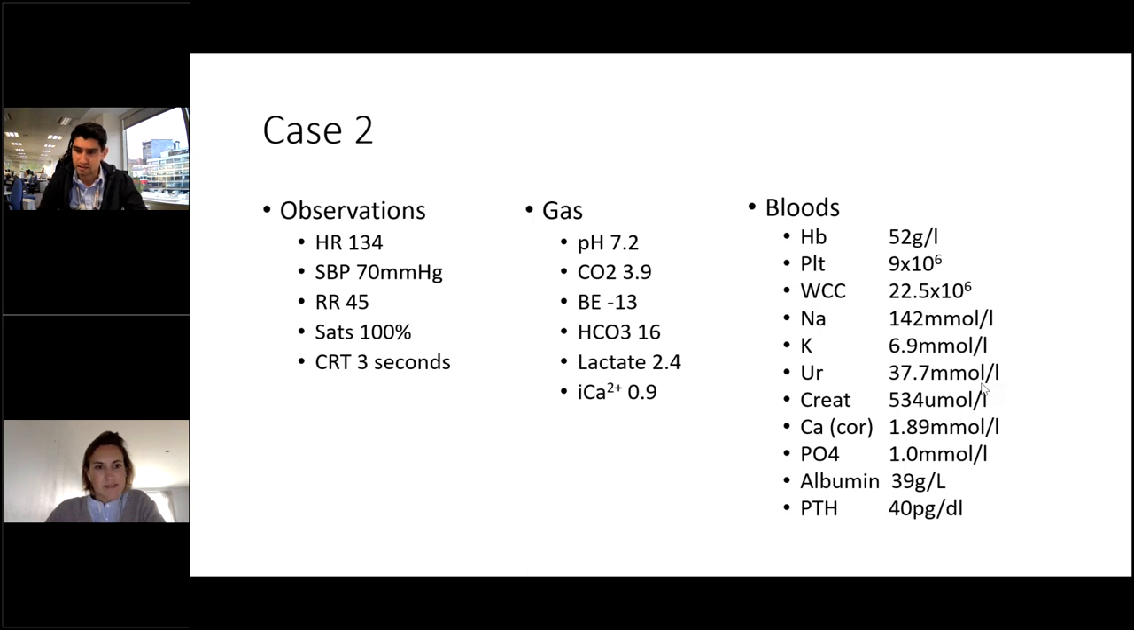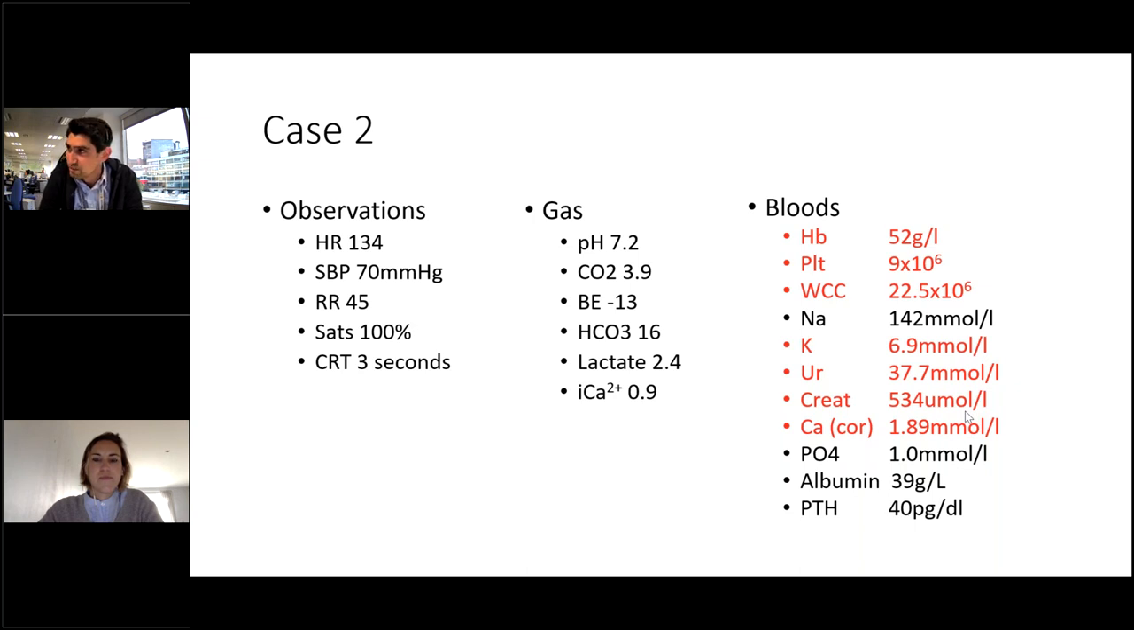And this is the gas and the bloods. So what does everyone think about this? Definitely an AKI. So yeah, an AKI. What else is going on? Thrombocytopenia, anemia. Yeah, thrombocytopenia, anemia, very good.